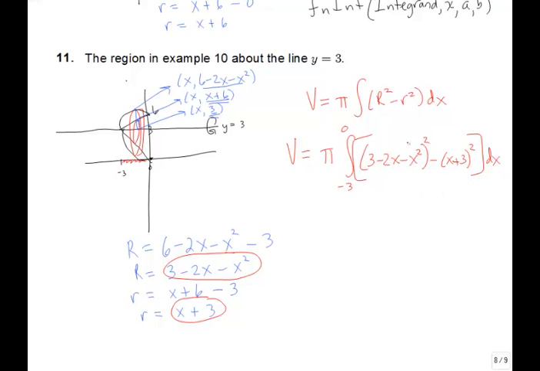So again, to save some time here, at this point I would plug this in for my integrand and use that function integrate command and let the calculator do the work just to save a little bit of time. And this final answer as a fraction is 108 pi over 5.